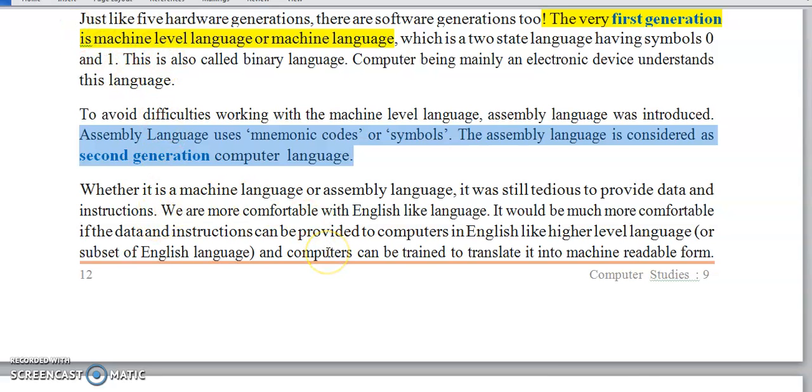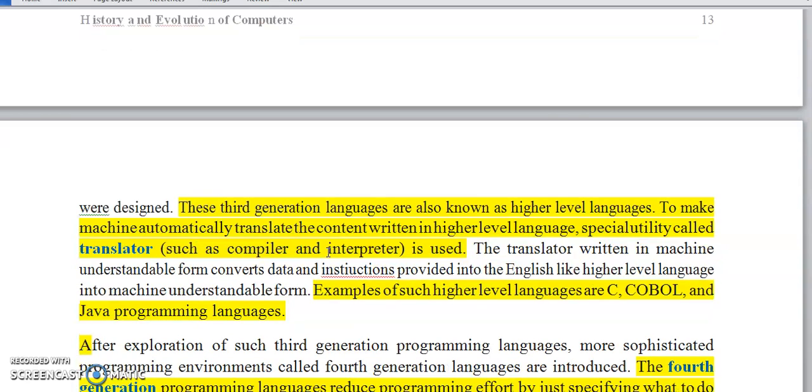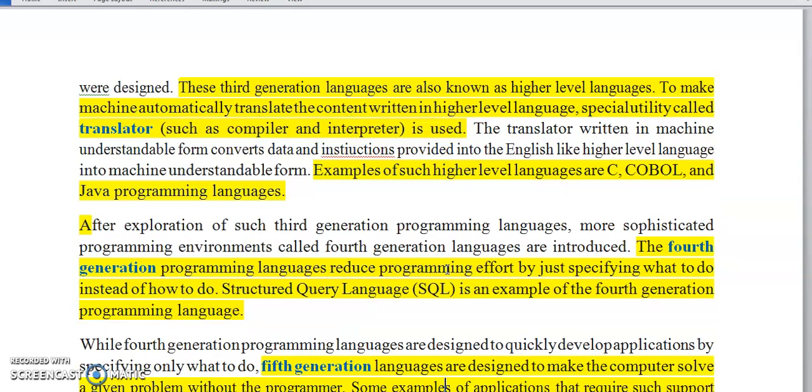Then next is third generation: to make a machine automatically translate the content written in higher level language. We just do coding in our English language, but it is automatically converted into machine language. There is a translator written in machine understandable form. Examples of such higher level languages are C and COBOL. We can write an instruction in our English language, but it will automatically convert with the help of the translator. And then fourth generation programming language.